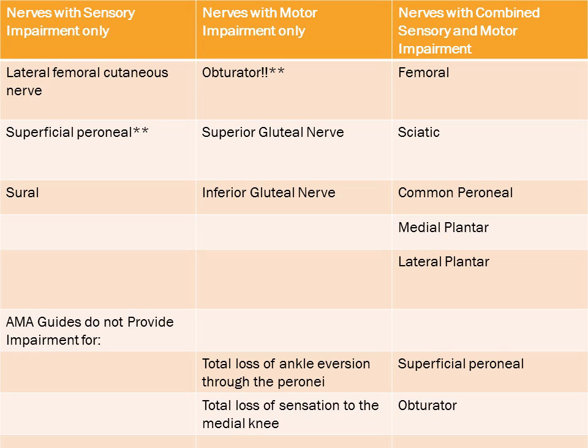Nerves with motor impairment only include the obturator nerve and the superior gluteal nerve and the inferior gluteal nerve. Those are nerves for which the AMA Guides provide for only motor impairment. The AMA Guides provide for sensory and motor impairment for the femoral nerve, for the sciatic nerve, for the common peroneal nerve, for the medial plantar nerve, for the lateral plantar nerve.